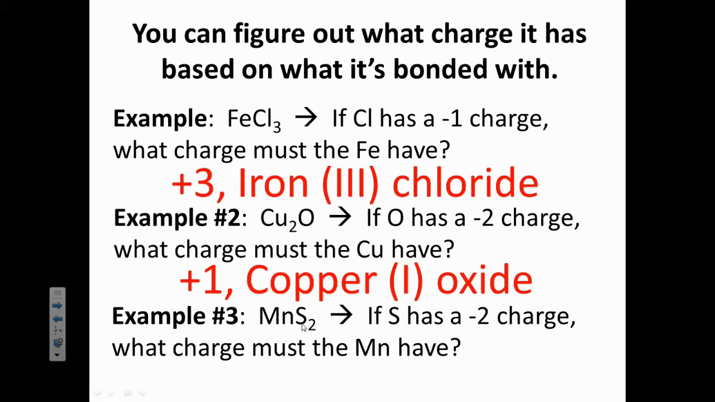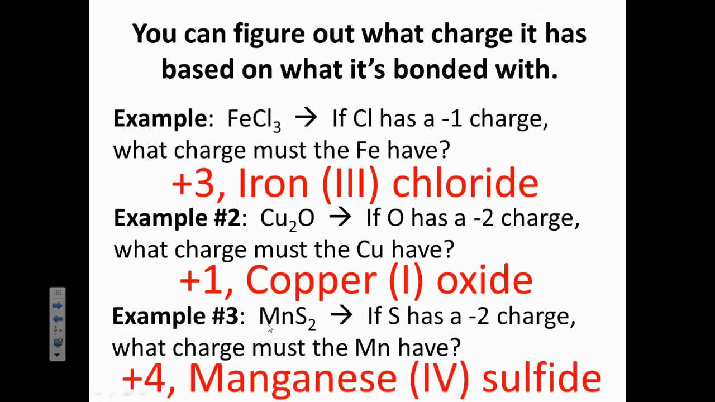Finally, here's kind of a tricky one. Each of these sulfurs wants to gain 2. So total here, we're looking to gain 4 electrons. So if 1 manganese satisfies those 2 sulfurs, how many electrons must manganese be giving up? The answer is it wants to give up 4 electrons and form a +4 charge.